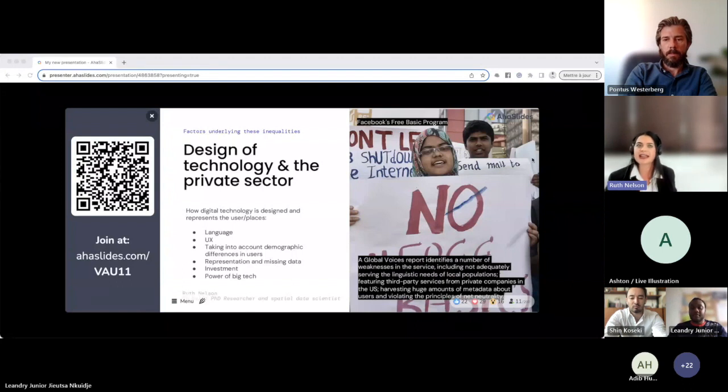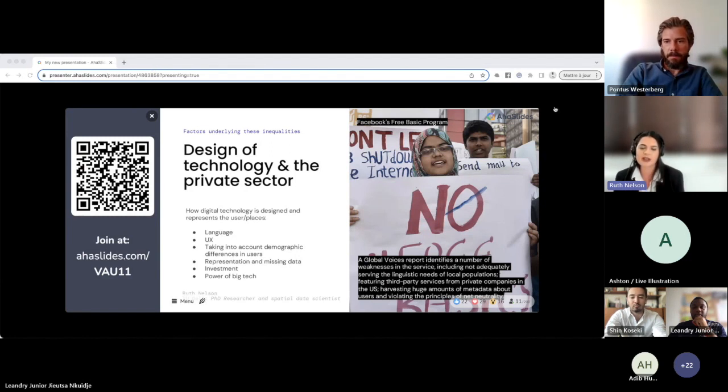And I just wanted to also highlight a program which emphasizes some of these inequalities. It's Facebook's Free Basics program. It was a program to give internet access to people who didn't have it, but the Global Voices report identifies a number of weaknesses in the service. It didn't serve the linguistic needs of specific populations. It only gave limited access to specific websites. And Facebook was also collecting a lot of metadata from these people. So I think that's an interesting way that big tech can also shape these inequalities.